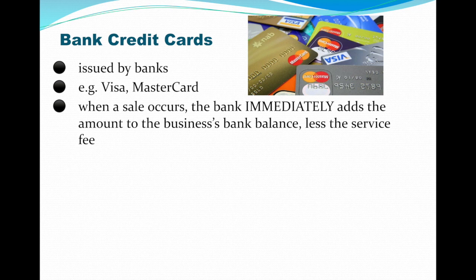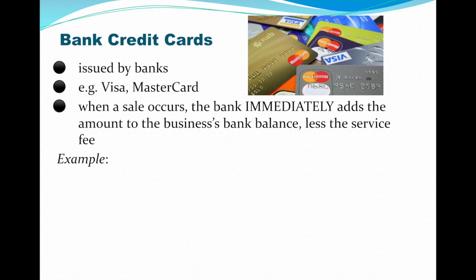So what happens is, when a sale occurs, the bank immediately adds the amount to the business's bank balance less the service fee. In other words, they pay, or I'll back up. When you use a credit card to buy something, the credit card company is the entity that pays for it right away. And then they charge you. Now, what this does is it forms sort of a triangular relationship, in the fact that there are three parties to this transaction. There's the customer, and the credit card company that's paying for the product from the business. The credit card company does this in exchange for a small fee from the business.